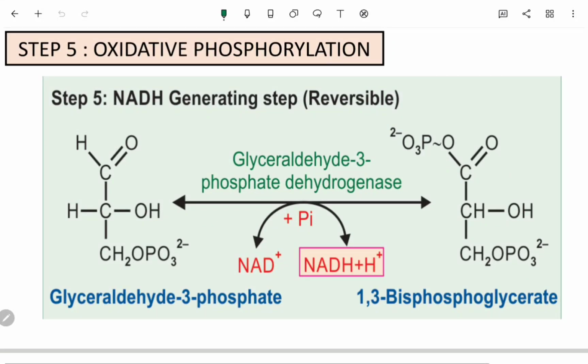Oxidative phosphorylation. Before moving on to the step, I just want to add a few important points regarding oxidative phosphorylation. Here, the energy is trapped by oxidation of reducing equivalents, that is just like NADH. So energy is trapped by oxidation of reducing equivalents in oxidative phosphorylation.